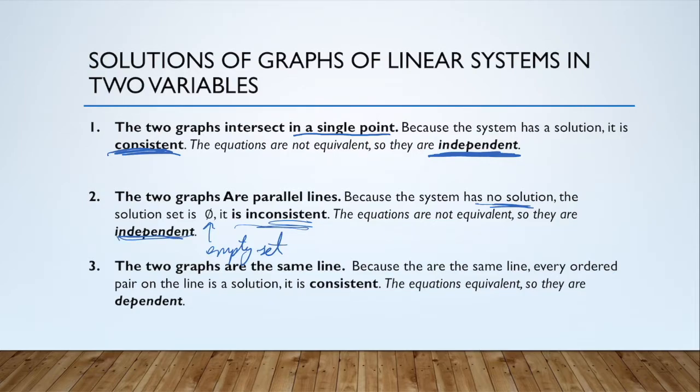If two graphs are the same line, there are infinitely many solutions, because every pair on the line is a solution, so it's consistent. Consistent meaning it has solutions. But the equations are equivalent, so they depend on each other. They just tend to be constant multiples. And I'll show you what that means in a little bit.